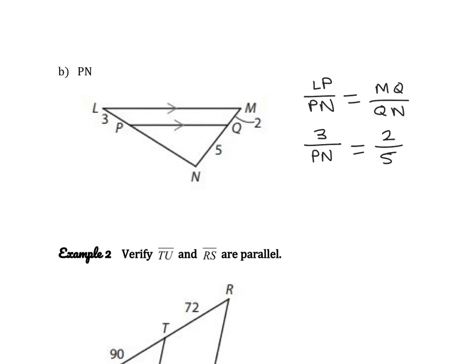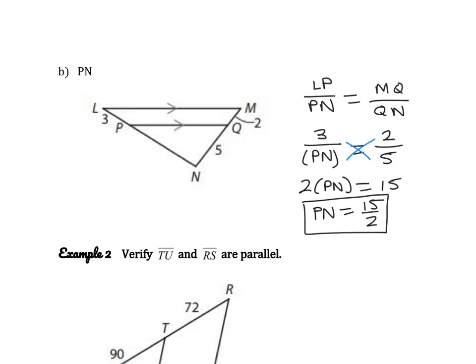So again, we can cross multiply here. So we have 2 times segment PN equals 15, so PN is 15 halves. And we can leave it as an improper fraction.